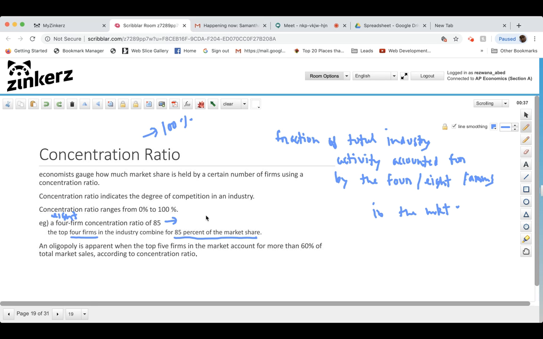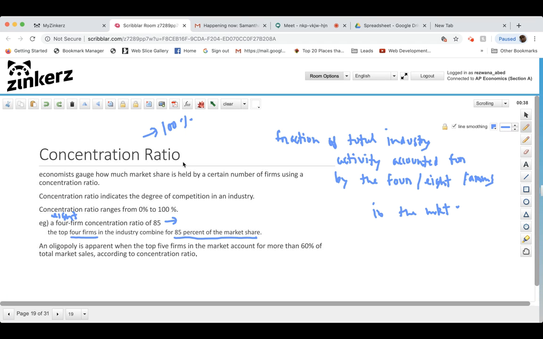It's really not so much of an issue with monopoly, and it's not an issue with perfect competition or monopolistic competition either, because there we saw there were so many small firms, and their overall share of the market was small. It is only with oligopoly that this issue of concentration ratio comes up.